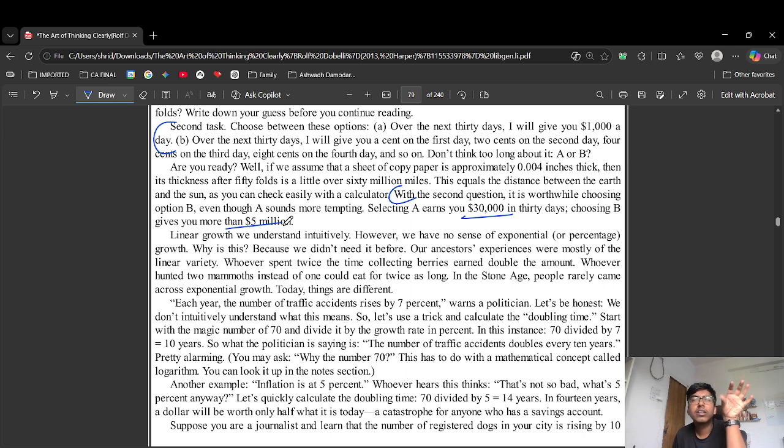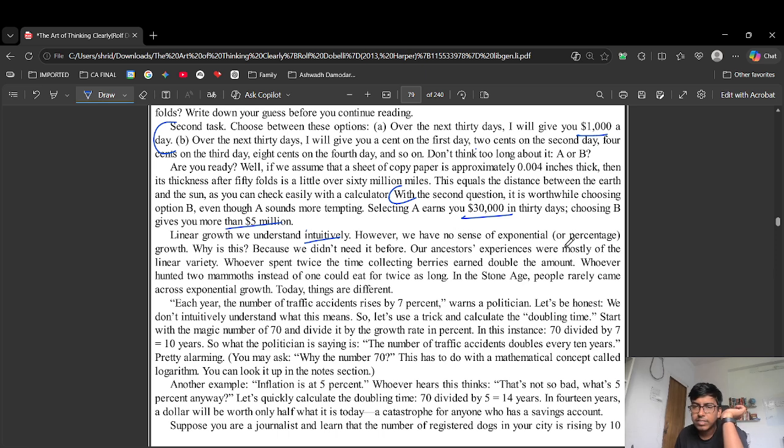Like if you have heard the Akbar Birbal story, there also it happened. Linear growth we understand intuitively. However, we have no sense of exponential or percentage growth. We understood linear growth, like 1000 we will get for 30 days. That is linear growth. But what is exponential growth? Exponential growth was the second example: 2 cents, 4 cents, that one.